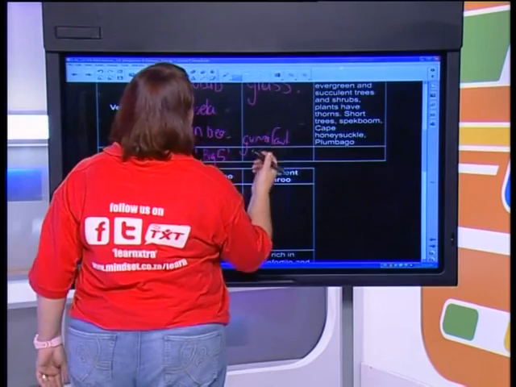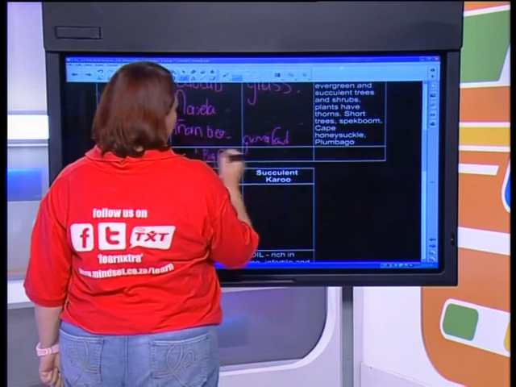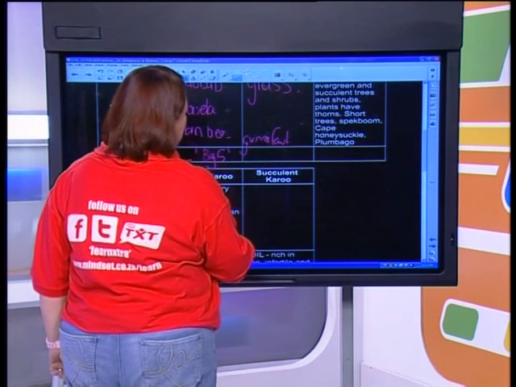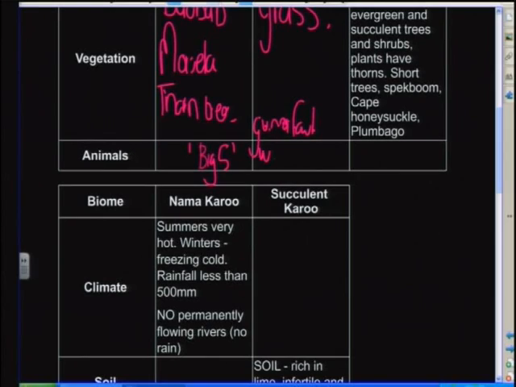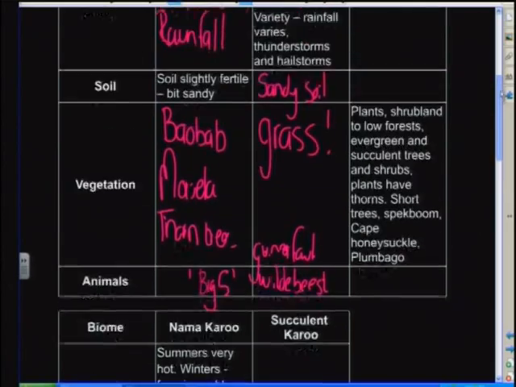Guinea fowl. What else? Small buck. What else can we say? We won't say cows and those kind of things, but what they used to farm, and not so much anymore, was wildebeest. So now we've got these grasslands. We think about where we stay.